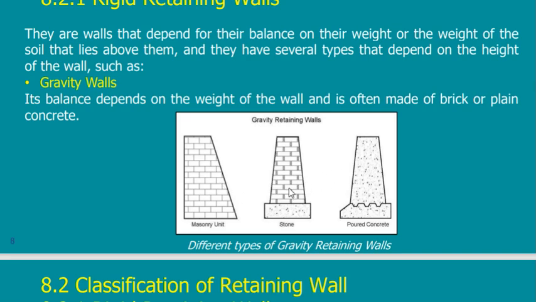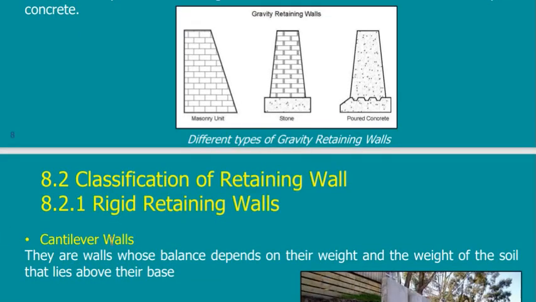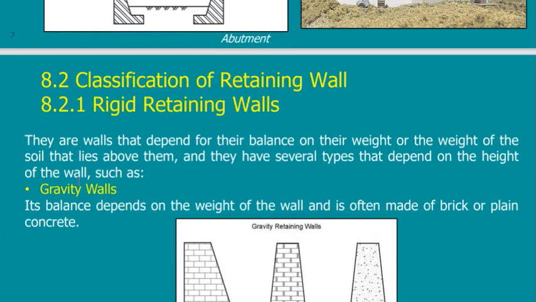That's why I told you, you may have blocks of rocks with no mortar in between. I don't need the mortar, because it is just very big, massive, and it does not include any tension. The other type of the rigid, we said rigid gravity.